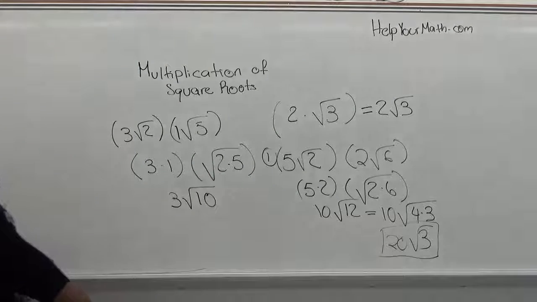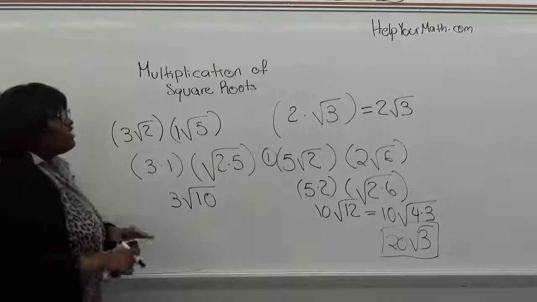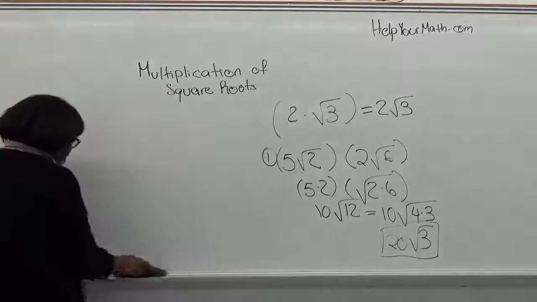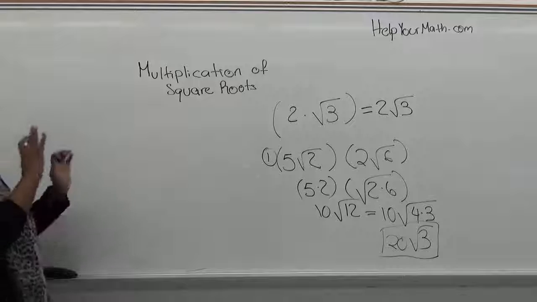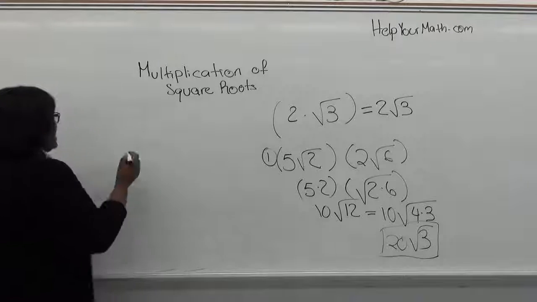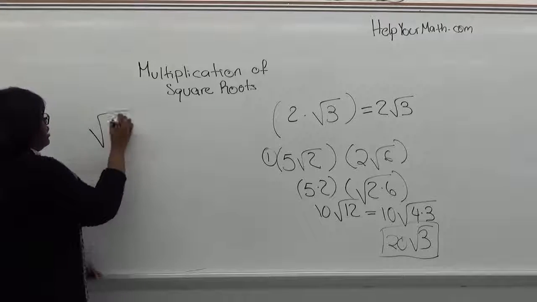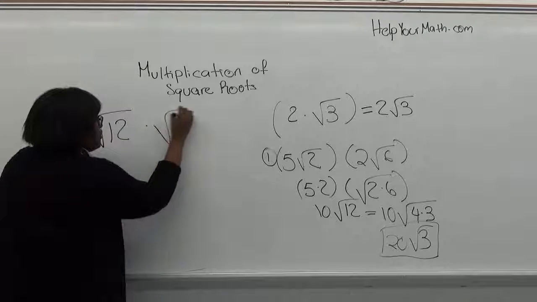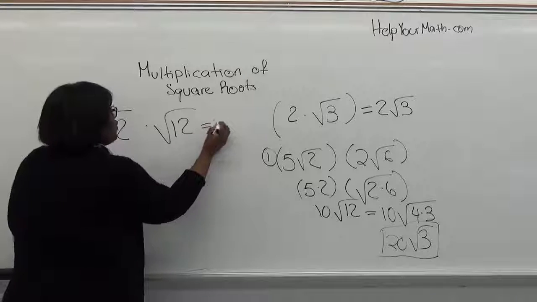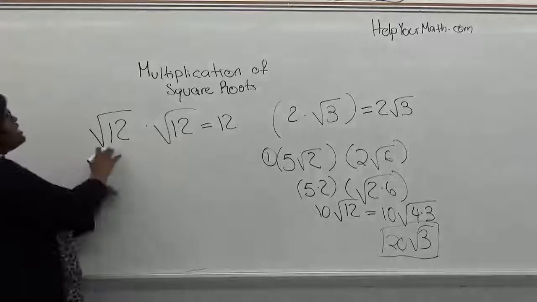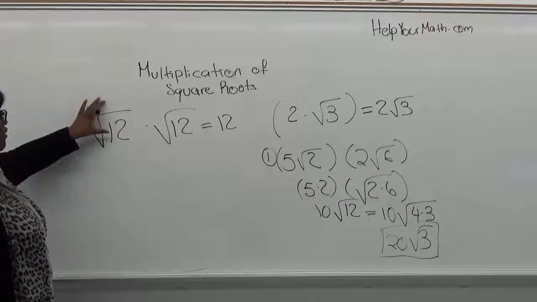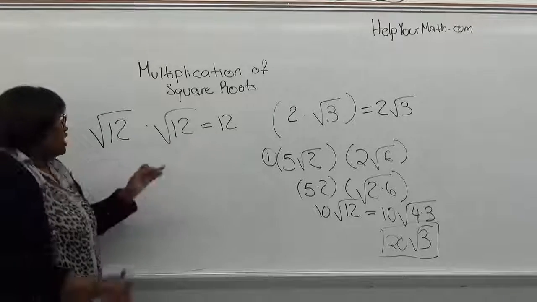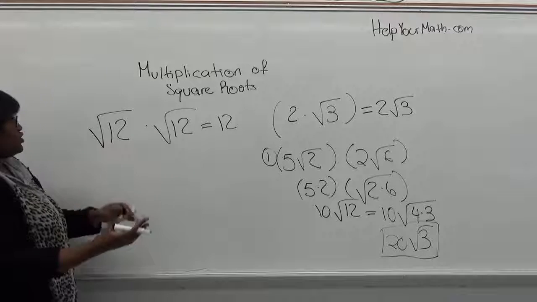Now, for radicals, there is a special rule that states that if you multiply a number under a radical by itself under the radical, your answer will be just that number. So for instance, if we multiply radical 12 times radical 12, it would just be 12. Now we can work this out and see if it's true.